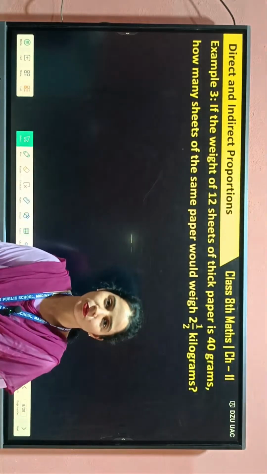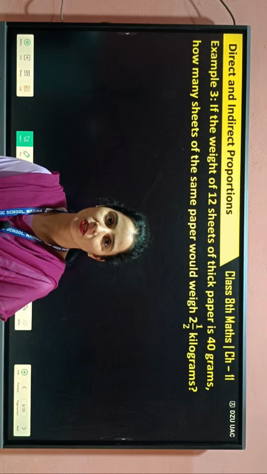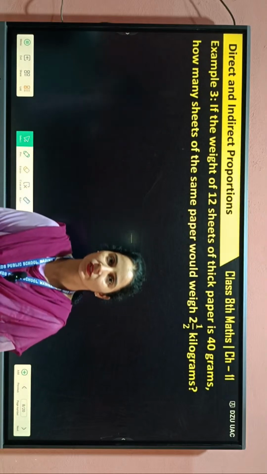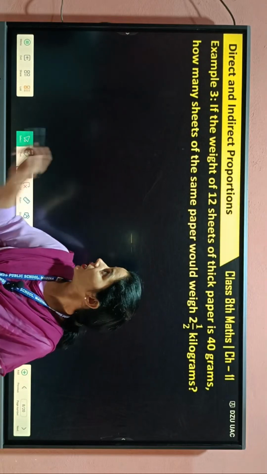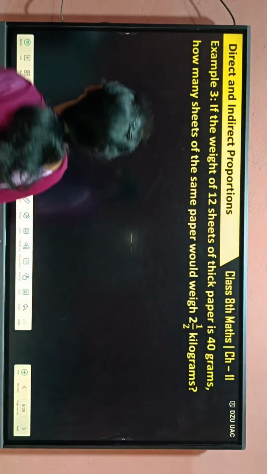This is part 2 of chapter number 11, direct and inverse proportion. In the last video, we discussed the introduction and 2 examples of exercise 11.1. Now we are going to do the next example, example number 3. What is example number 3?